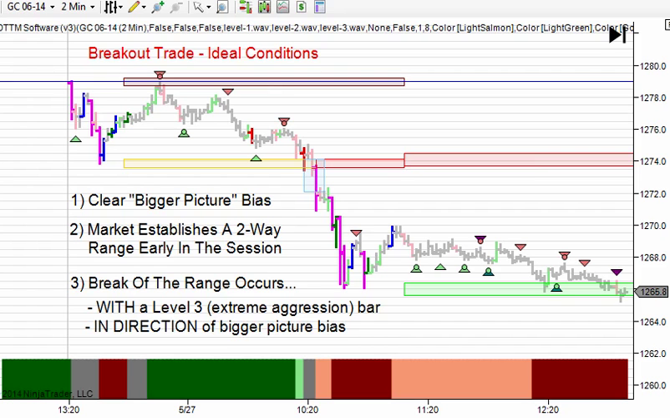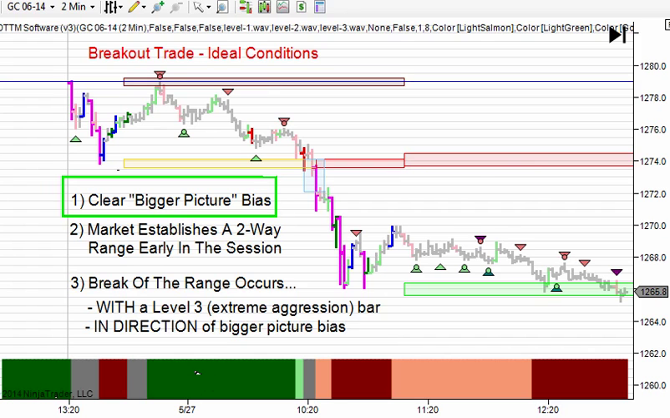So in the gold market today, you can see we had a nice breakout toward the end of the morning Eastern time. To talk about the ideal conditions, I like to think of it in terms of three things occurring. Number one, you want to have a clearly defined bigger picture bias, and that's something we talk about in our member report each night.